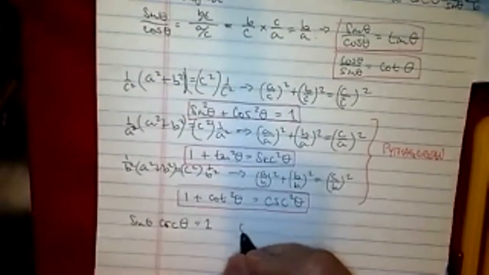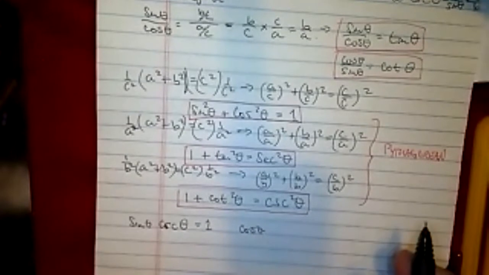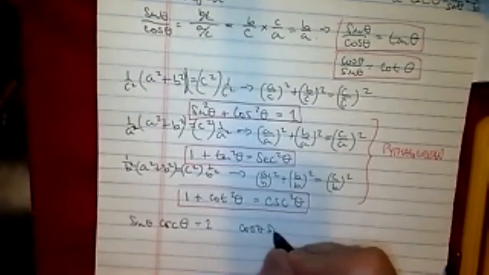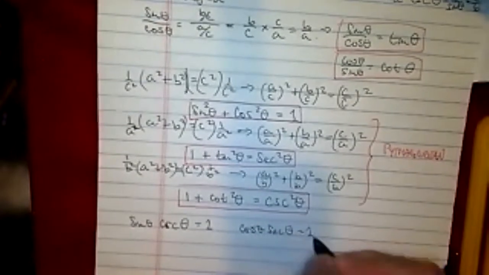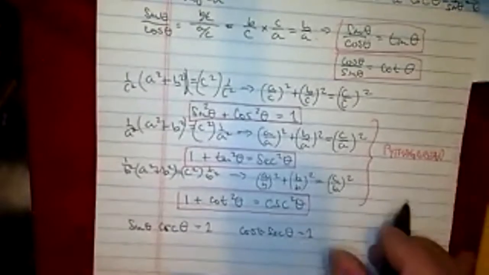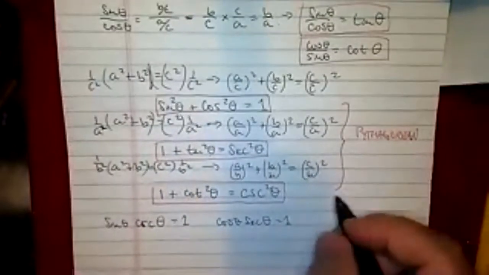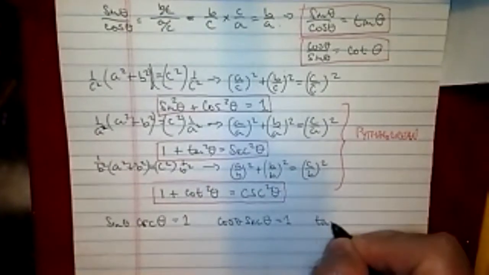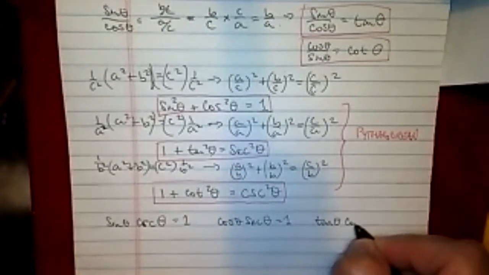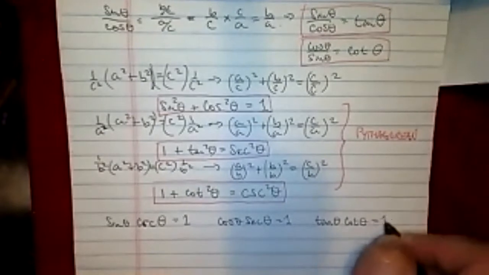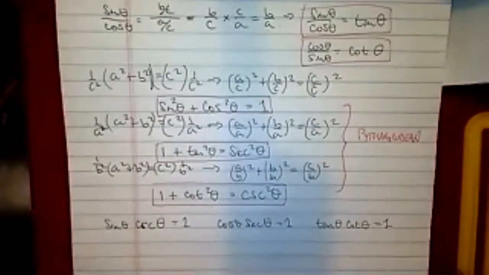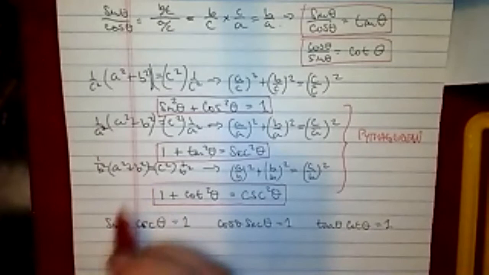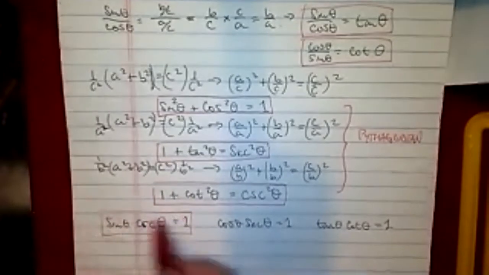Also, cosine theta times its reciprocal, which is secant theta, is also equal to 1. Anytime you multiply a number by its reciprocal, you get 1. That's the definition of reciprocal. And then finally, tangent theta times cotangent theta is equal to 1. So we've now gotten a total of 8 identities.